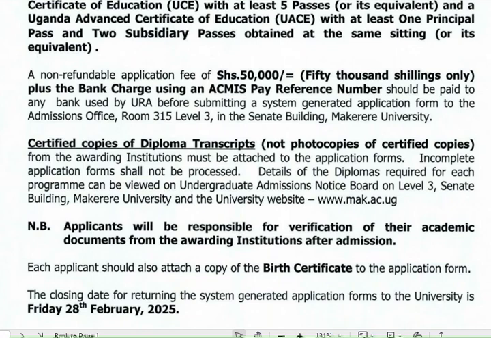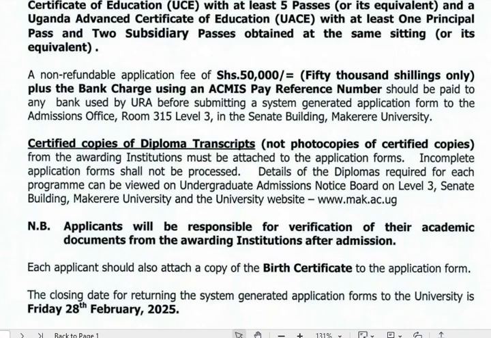You make photocopies and they stamp them with a stamp bearing the words "certified copy." So that is what you're supposed to submit, not the plain photocopies. You submit the real copies that bear the words certified copy, the original stamp. So incomplete applications shall not be processed.